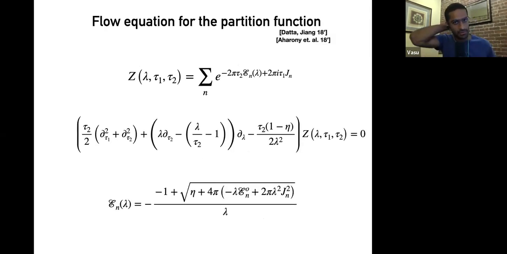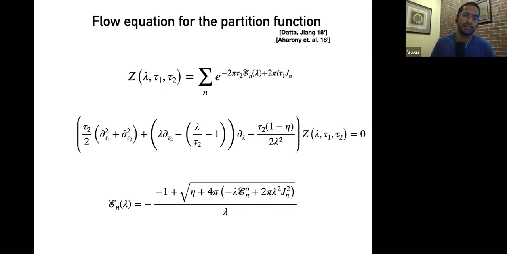So as I mentioned before, we can infer the flow equation for the partition function from knowing the flow equation for the energy levels. This isn't how the authors of the papers, Shubik Datta, Yunfeng Jiang, and collaborators, originally found this flow equation. But what Martinek, Sethi, and others noted in a paper where they were trying to define TTbar on AdS2 was that you can just take the flow equation for the energy levels, note that Z is a partition sum, and then work out the equation that Z has to satisfy by doing some integration by parts, essentially.